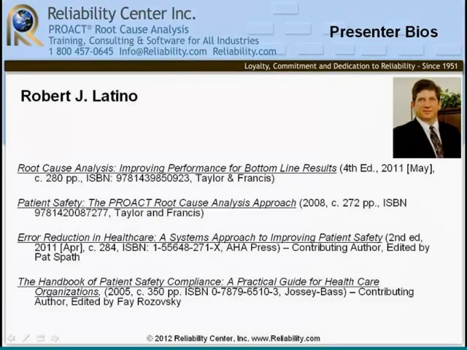My name is Robert J. Latino, and I am a career root cause analyst, and I specialize in the areas of RCA, failure modes and effects analysis, and reliability engineering. I have 4 books to my credit that I have listed here, and my information will also be at the end of this presentation should you have any questions regarding the root cause analysis processes.